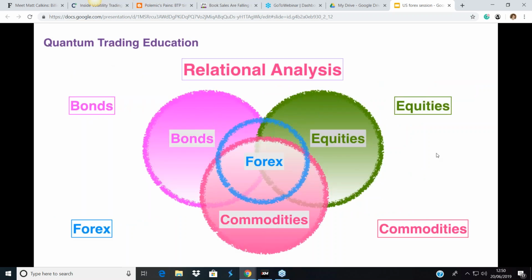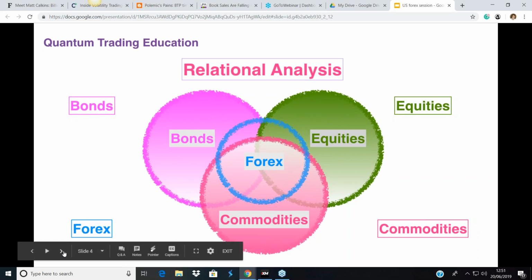This is a slide from our education program where we actually explain this in even more detail. As you can see, they've got the four capital markets, with Forex very much at its heart. It's the money market. It's where the money flows the quickest and fastest, and reacts the quickest and fastest to sentiment.